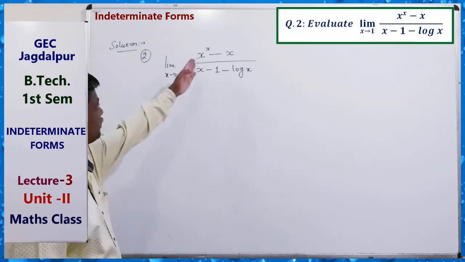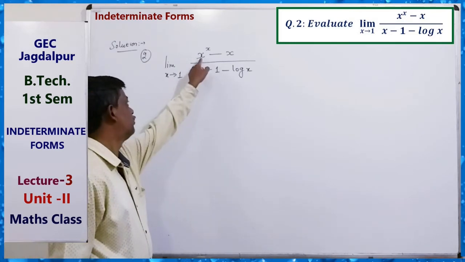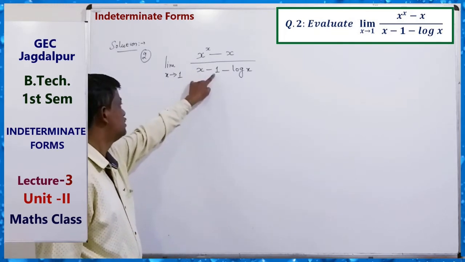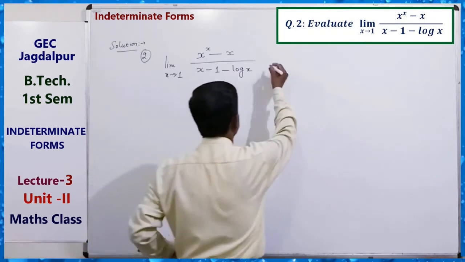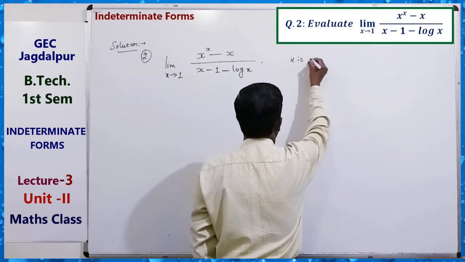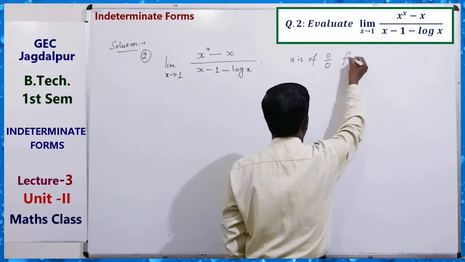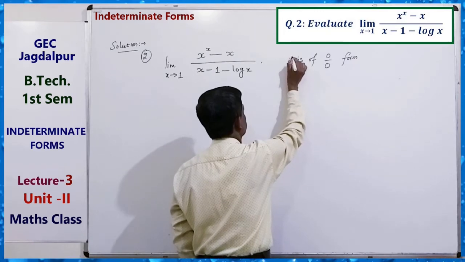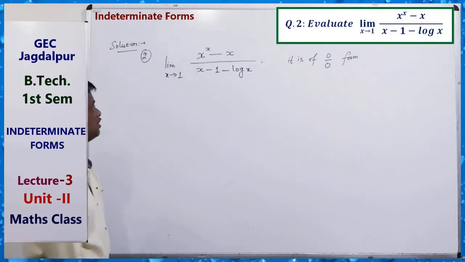This is also an indeterminate form. You can see x tending to 1: here 1 power 1 is 1, minus 1 is 0; here 1 minus 1 is 0, minus log 1 is 0. So it is of 0 by 0 form. So apply L'Hospital rule.